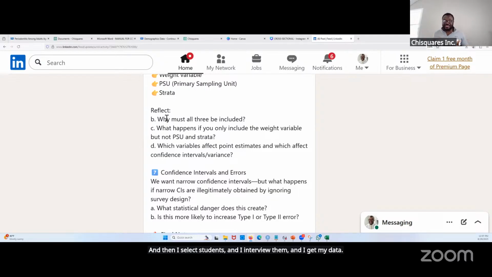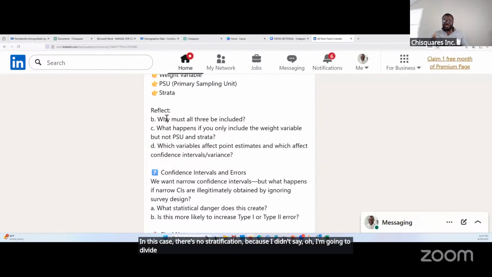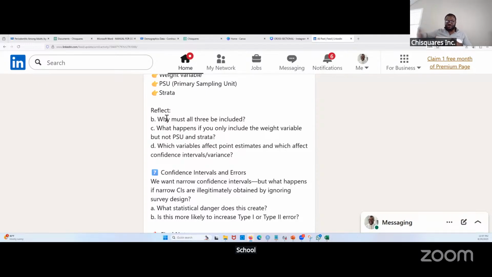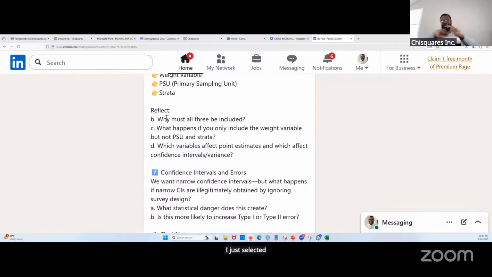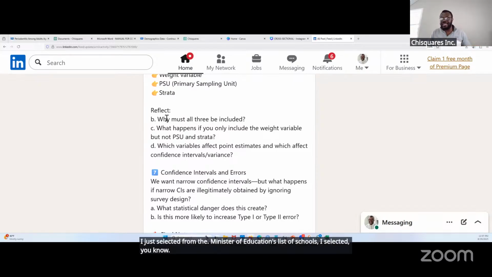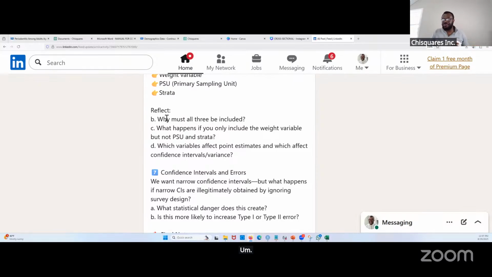In this case, there's no stratification because I didn't say, oh, I'm going to divide the population first into schools in rural areas and schools in urban areas, and then select the rural and then the urban. I don't care about rural or urban because that's not my hypothesis and not of interest in my study. I just selected from the Ministry of Education's list of schools. I selected schools, and then I sampled accordingly.